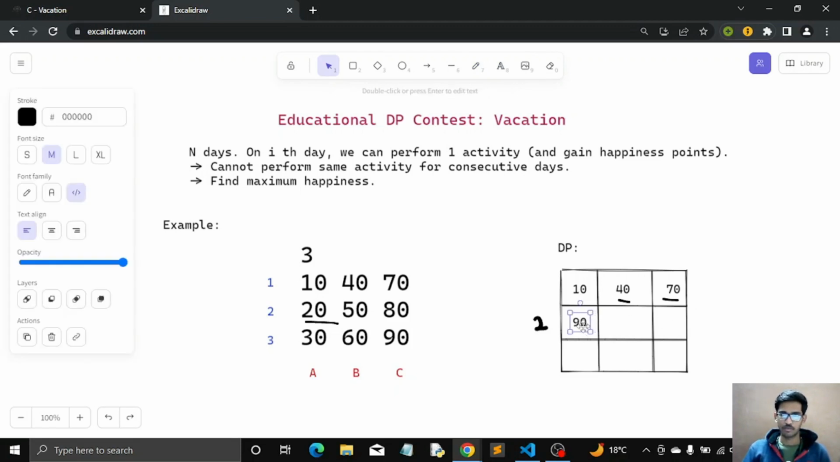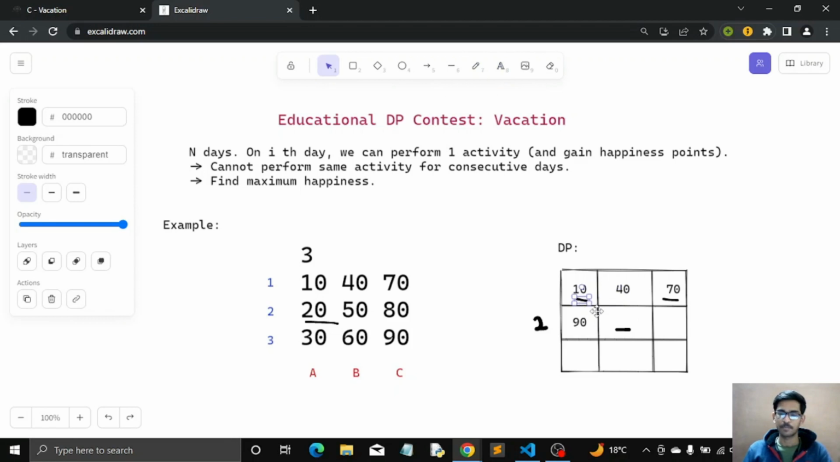Now, the same way, we are going to fill the remaining cells. Here we are going to assume that if on day 2 I perform activity B, then the maximum points of happiness that I can gain will be 50, because 50 is the points associated with activity B on day 2. So it will be 50 plus the maximum of the remaining 2 activities, which are activity A and C. The maximum of 10 and 70 is 70, so we write 50 plus 70, which gives us 120.